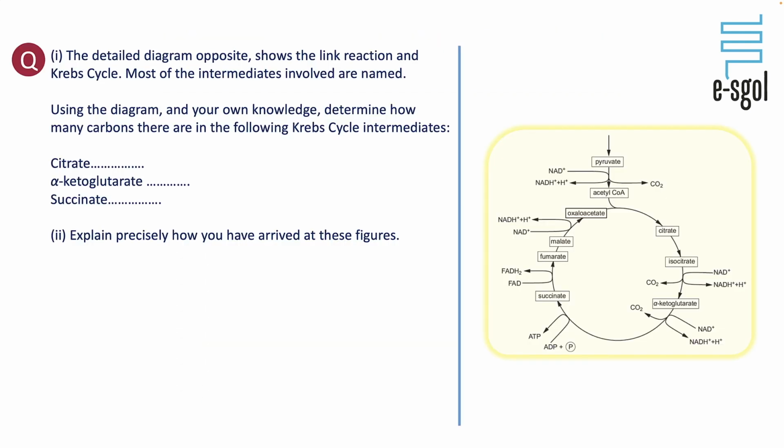The detailed diagram opposite shows the link reaction in Krebs cycle. Most of the intermediates involved are named. Using the diagram, and your own knowledge, determine how many carbons there are in the following Krebs cycle intermediates. 1. Citrate. Alpha-ketoglutarate. Succinate. 2. Explain precisely how you have arrived at these figures.